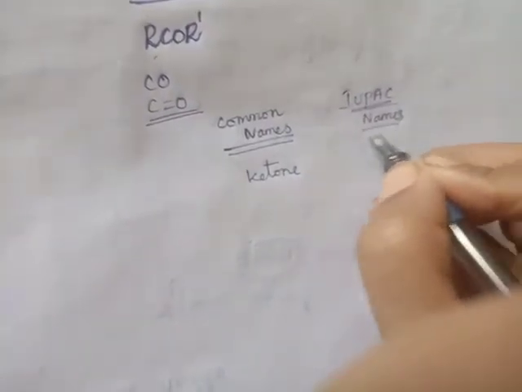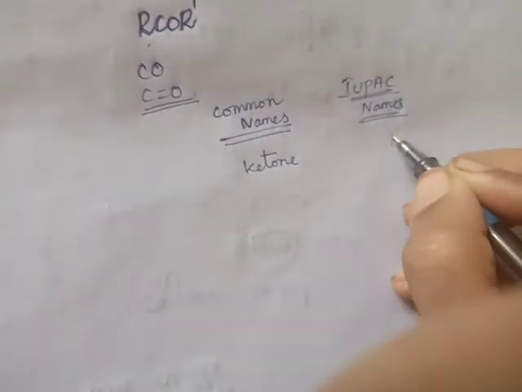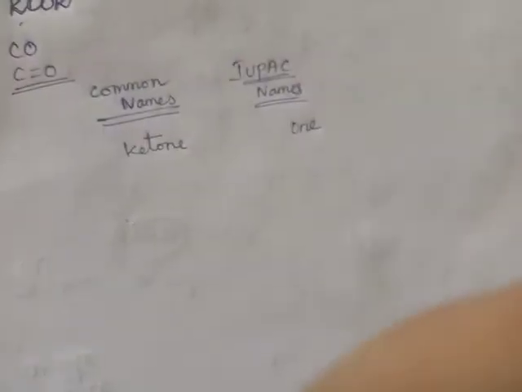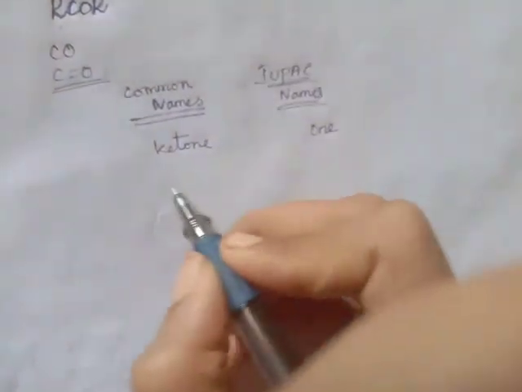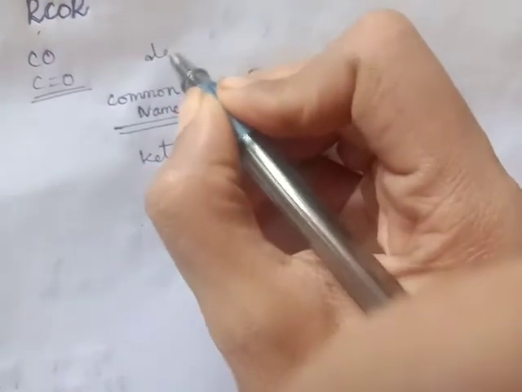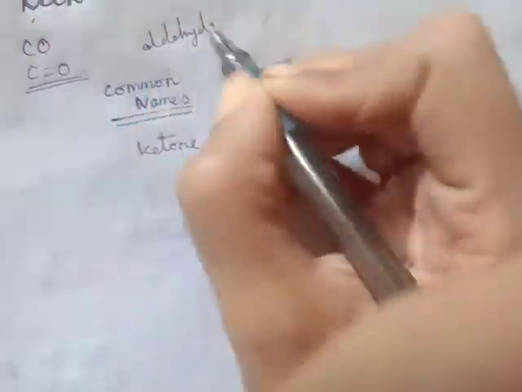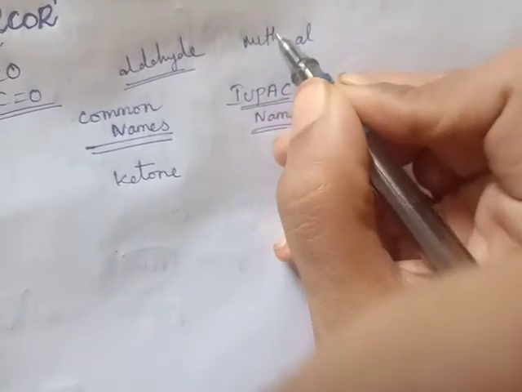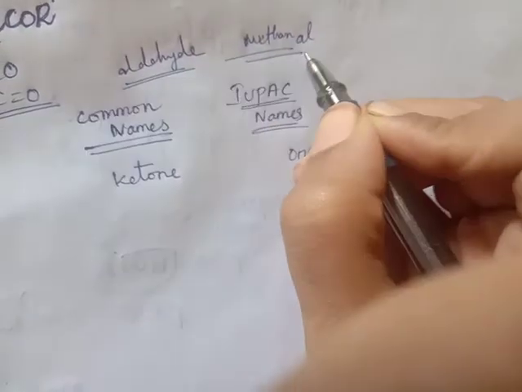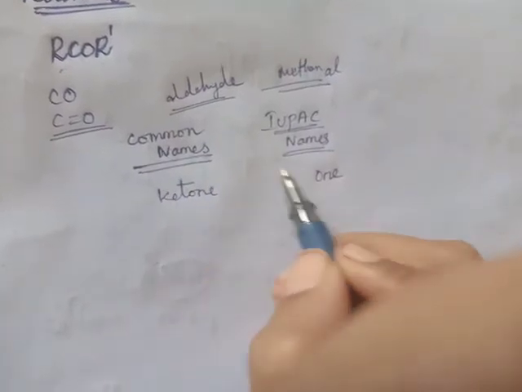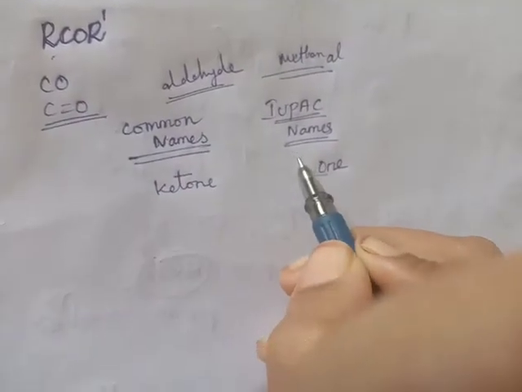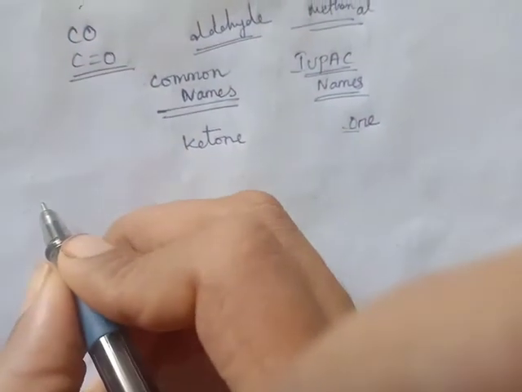But the IUPAC name of a ketone will end in O-N-E. For aldehyde, I said the common name will end in aldehyde, like acetaldehyde, propanaldehyde, and the IUPAC name will end in AL, like methanal, ethanal. But for ketone, ONE will come at the end of the IUPAC name. Now, let's see some examples.